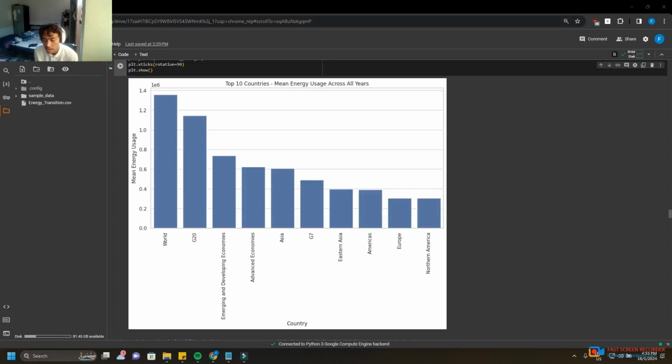So the graph indicates the energy usage varies significantly between different regions. For instance, the energy usage of advanced economies and emerging and developing economies shows different trends. This could be due to differences in industrialization, population growth, economic development, and energy policies. Economic factors can also influence energy usage. For example, periods of economic growth are often associated with increased energy consumption, while economic downturns can lead to decreases in energy usage. So that's all from me.